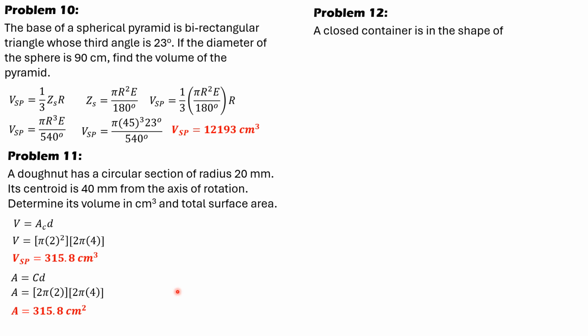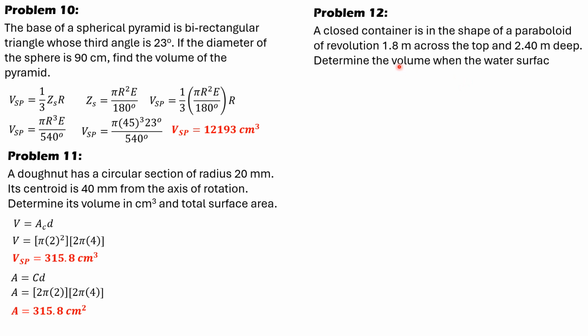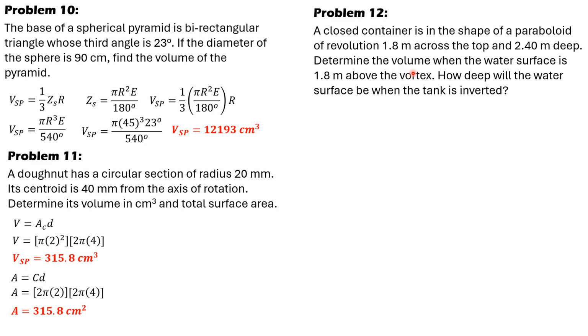Problem 12. A closed container is in the shape of a paraboloid of revolution 1.8 meters across the top and 2.4 meters deep. Determine the volume when the water surface is 1.8 meters above the vertex. How deep will the water surface be when the tank is inverted? The volume of a paraboloid of revolution is pi over 2 times the radius of the surface squared times the depth or height. So let's draw the figure.